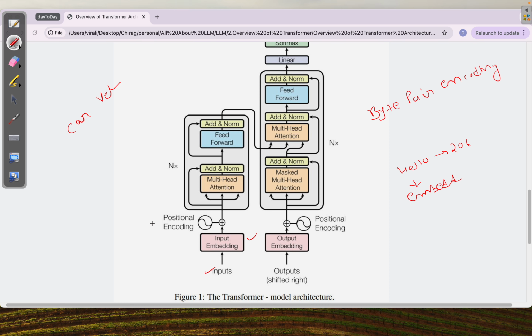Then there is the positional encoding part. As I said, in RNN and LSTM, we are processing one token at a time, right? So if there are 5 tokens or 5 words, we are processing them one by one. So the model already knows which word arrives first and which word is at the second position, right? But here we are processing all input at the same time, right? So the input can be a whole sentence. Let's say there is a sentence hello world. So both words will be passed together.